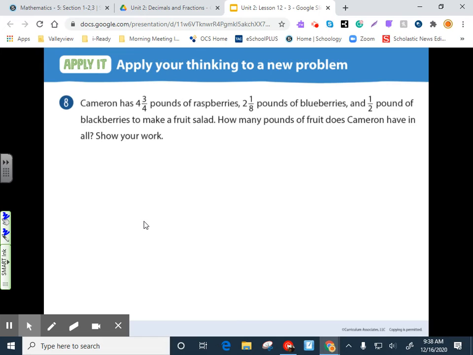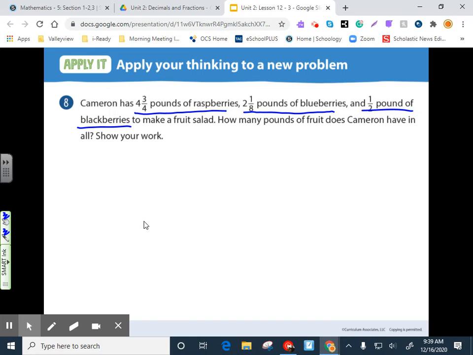Let's look at 8. All right, this is an interesting problem because you're adding 3 things, but I'll get into why we shouldn't panic over this one. All right, Cameron has 4 3/4 pounds of raspberries, 2 1/8 pounds of blueberries, and half a pound of blackberries to make a fruit salad. So we've got that, and that. How many pounds of fruit does Cameron have in all?